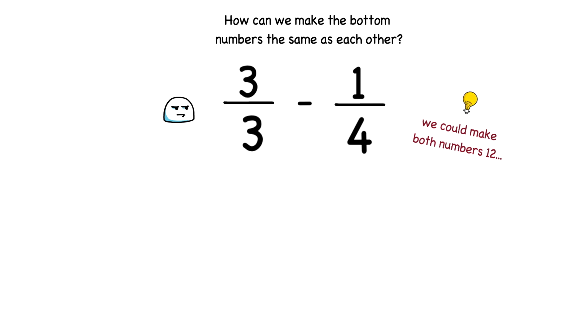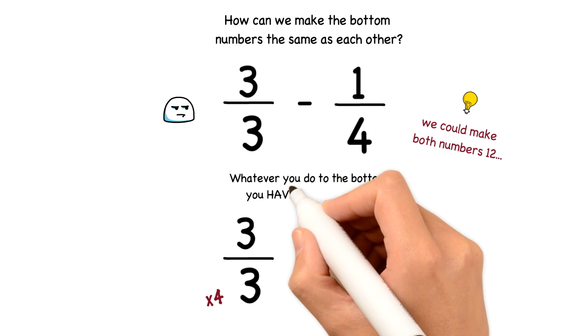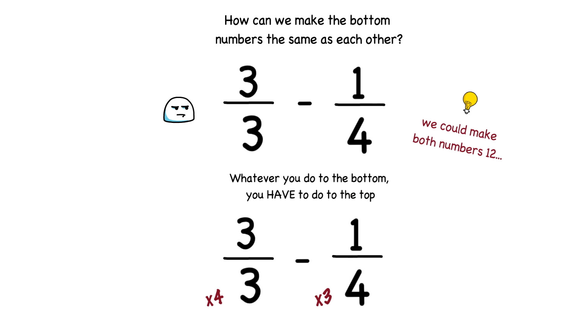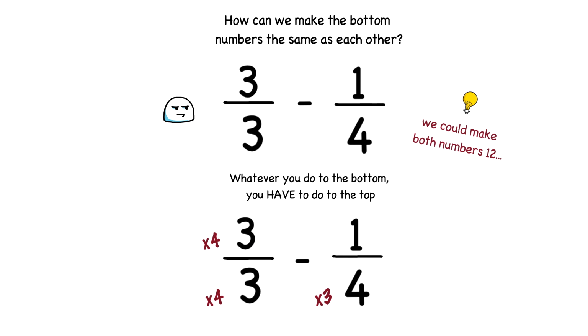So if we rewrite our fraction below, we can times the left-hand side by 4, and we can times the right-hand side by 3. That gives us the same number on the bottom. But whatever you do to the bottom, you have to do to the top, which means that we're going to times the 3 by a 4, and we're going to times the 1 by a 3.